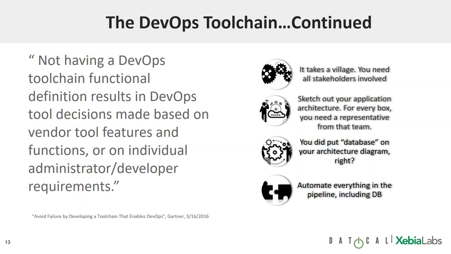One little mental exercise I like to take folks through is, very quickly, I ask them to sketch out their application architecture. Very simple. And typically it winds up being three boxes and two sticks, right? Web server, application server, database. And then I always ask, okay, where are the database folks? Where are my application DBAs? Where are my sys DBAs?